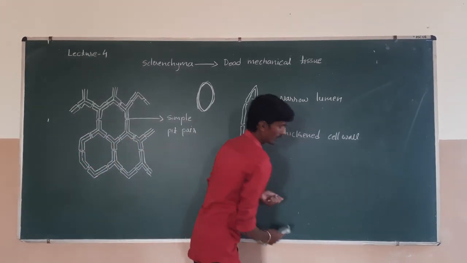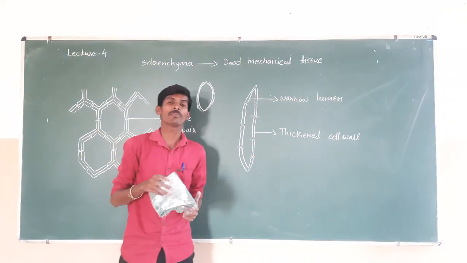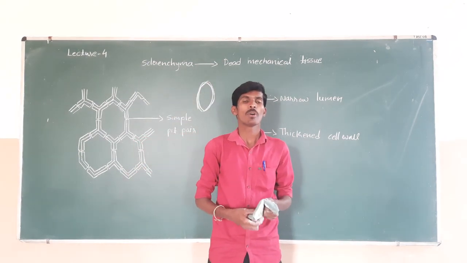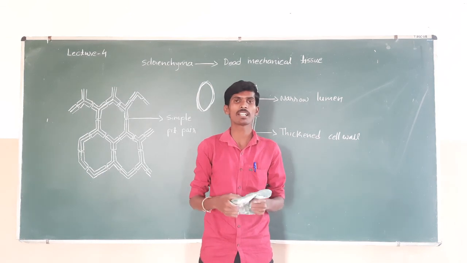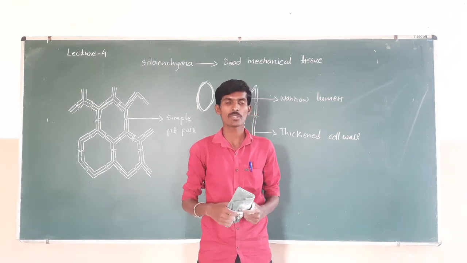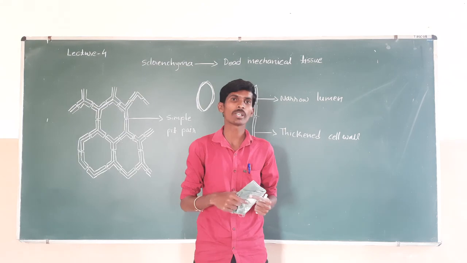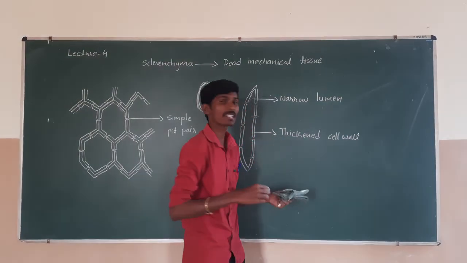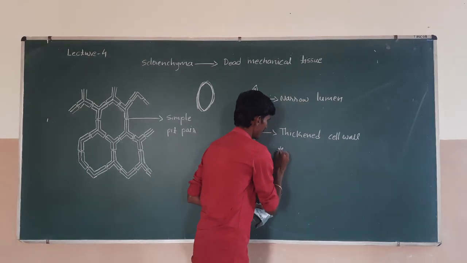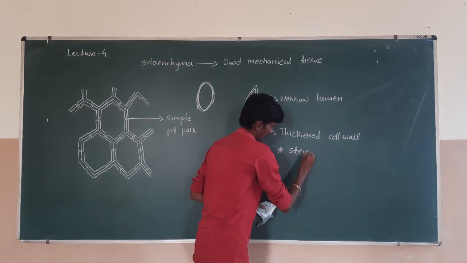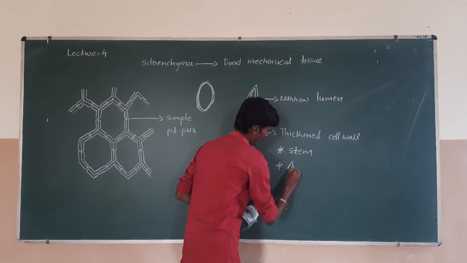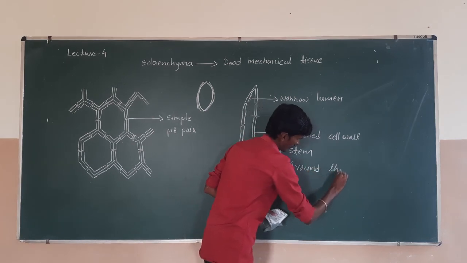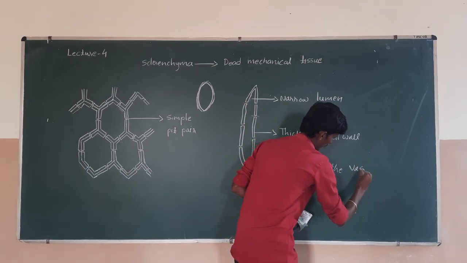The sclerenchyma is present in the stems, around the vascular bundles, in the veins of leaves, and in the hard covering of the seeds and the nuts. First, it is present in the stem, and it is present around the vascular bundle.